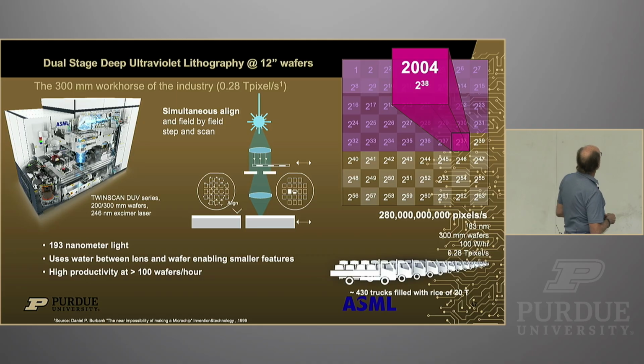But we weren't done yet, and we said let's go to 12-inch wafers. Let's use an even shorter wavelength. Now we're at a wavelength of 193 nanometers. And let's also make sure that that piece of equipment spends 100% of its time on printing wafers.